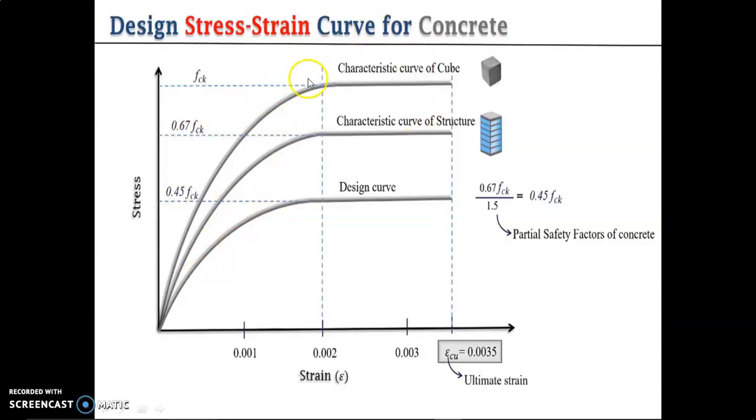This stress strain curve is given in IS 456:2000. First, you have the characteristic curve of the cube, which is the fck curve. Second is the characteristic curve of the structure, which is 0.67 fck, and third is the design stress strain curve, which is 0.45 fck. You already know how we find this 0.45 fck and how we take 0.67 fck.